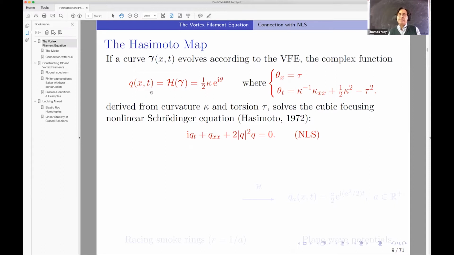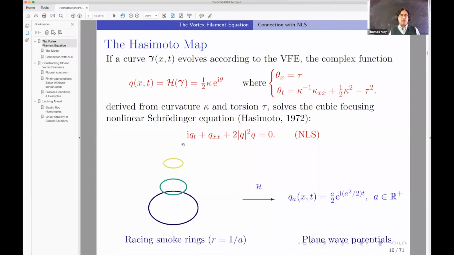And in fact, to get this to satisfy the nonlinear Schrödinger equation on the nose, you have to make sure that the constant of integration in this antiderivative of torsion evolves in a certain way, determined by kappa and tau. But the theorem is, if you do this, and by the way, these will be compatible if gamma satisfies the VFE, then you get a complex function that satisfies the focusing cubic nonlinear Schrödinger equation. And this was discovered, as you can see, by Hashimoto back in the 1970s.